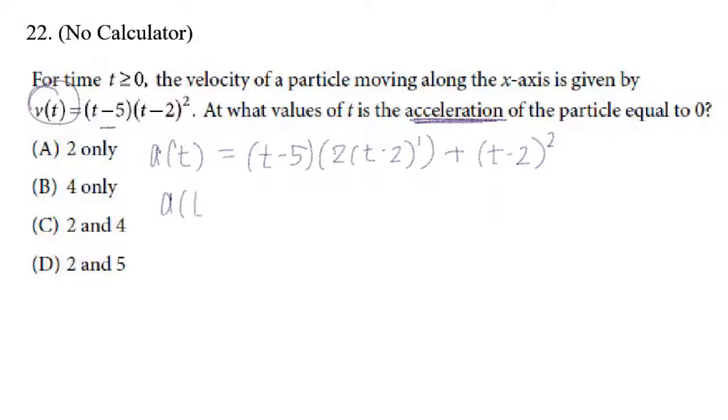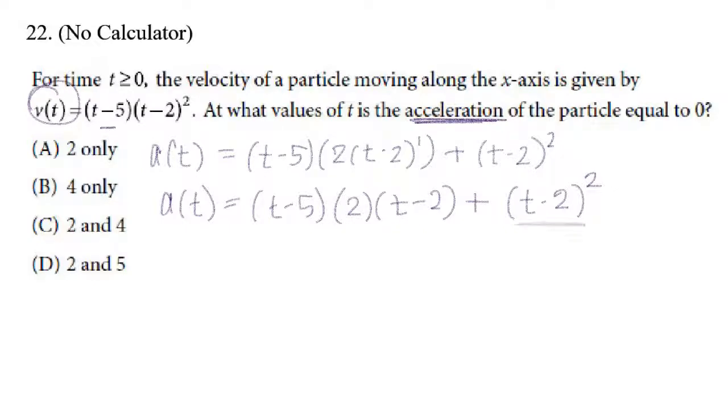So let's see if we can simplify some of this. We have t minus 5 times 2 times t minus 2 plus t minus 2 all squared. Now this is going to require us to do some factoring, and looking at the factoring, notice you have t minus 2 in both terms, so we're going to factor that out. So I have a of t equals, and I'm going to factor out t minus 2, and let's see what's left over. Well, we have 2 times t minus 5 plus, and we had 2 t minus 2's, we factored out 1, so there's 1 left.